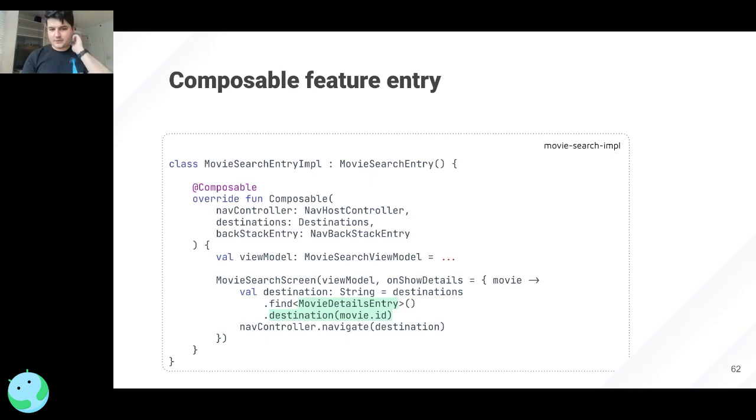So for example, movie details entry is an interface that is defined in another Gradle module, the movie details API module, right? This is another entry, another API part of some other feature. And from that feature, we just call the destination function, which generates a string that will be used by the navigation framework to navigate to that feature, which we can see here. But basically, the key part is that we are finding those entries by specifying the type of the entry.